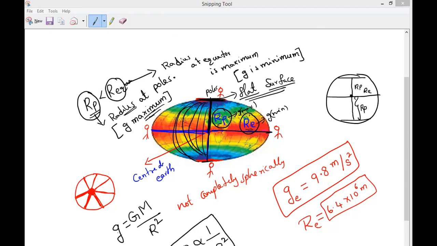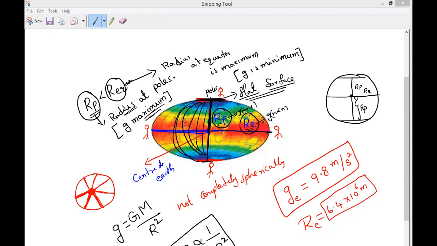So this is why the g value varies. Variation of acceleration due to gravity of the earth. Have you understood, people? Now, if you understand this, please all of you write only one point that I will tell you.